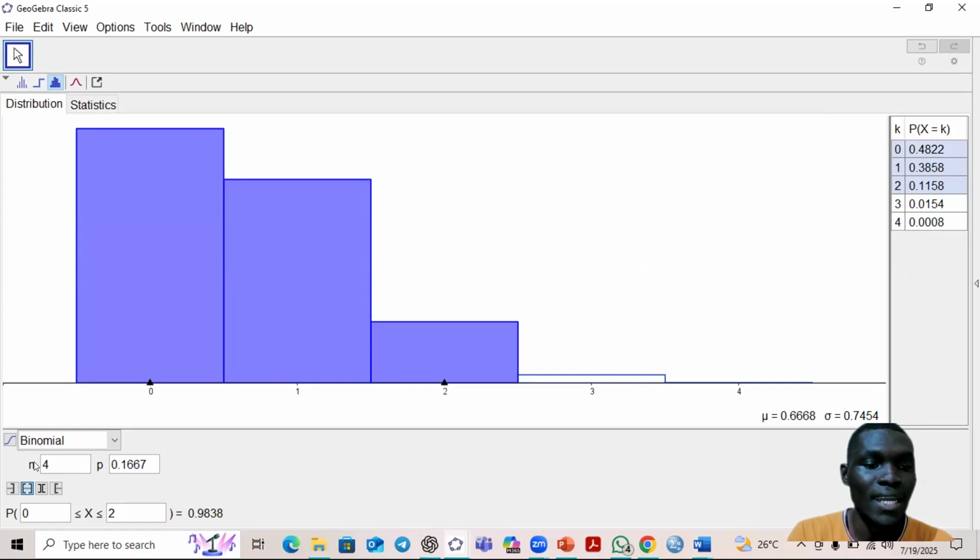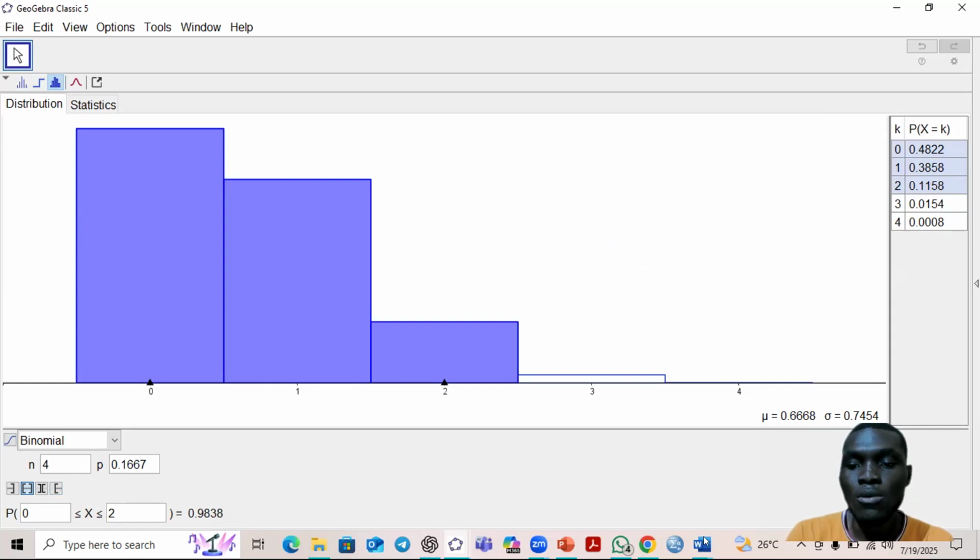As I said earlier, the n here is the number of times the die is being rolled, and the p here is the probability of each number on the die happening once. And this is where we make our mathematical calculations.